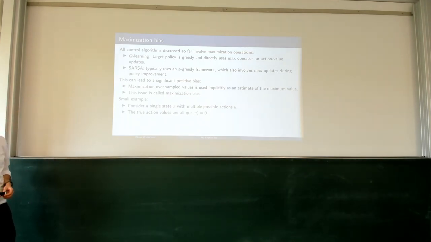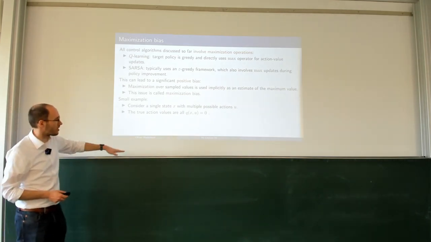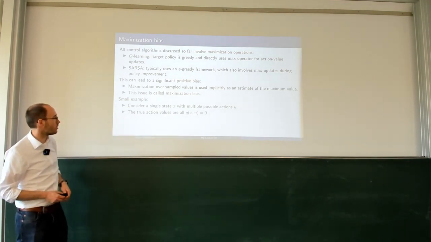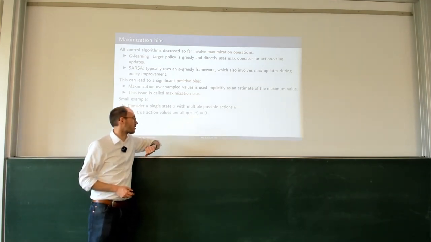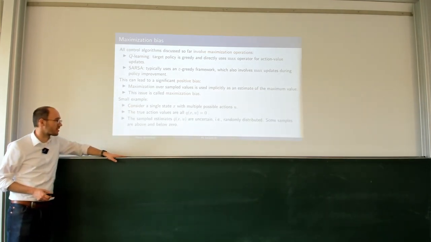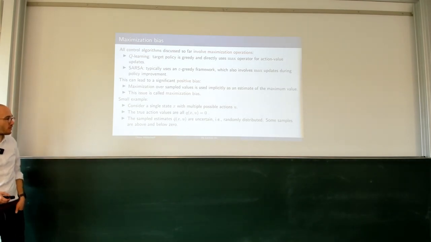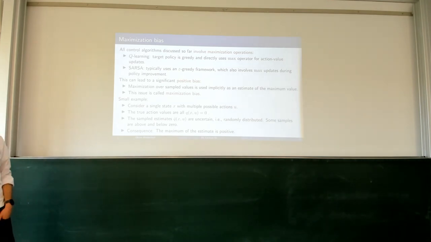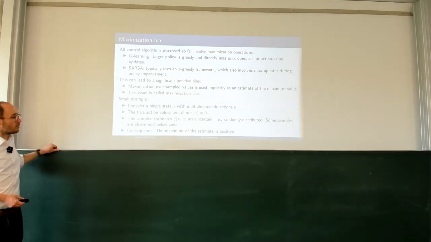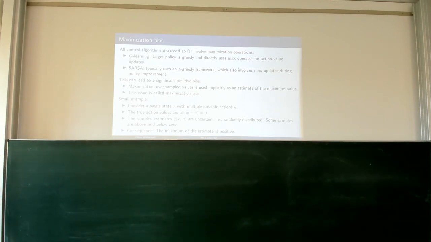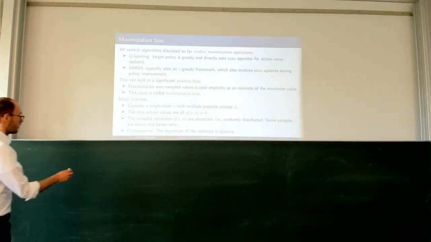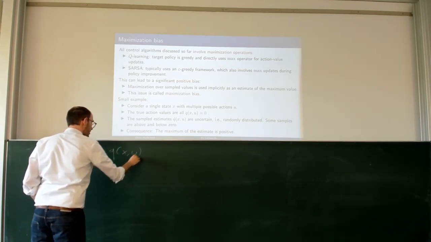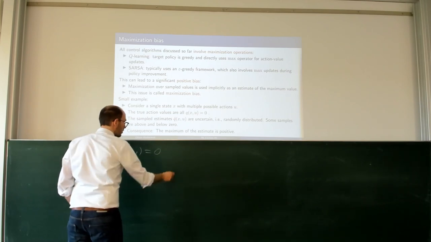Besides the car example, I've also had a small example here taken from the lecture books. So consider a single state with multiple actions u, and the true state value action would be 0. But the sampled states are, of course, uncertain but randomly distributed. So some of them are below 0 and some of them are above 0. So basically, what would that mean? So the true state of some x, some u, would be 0.